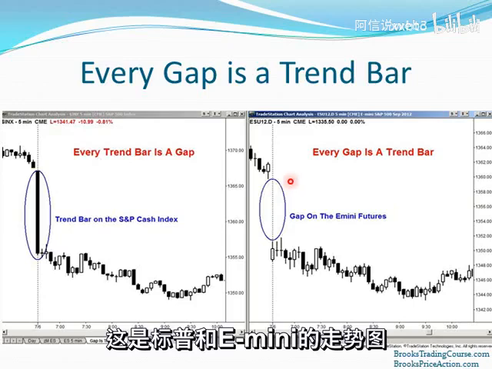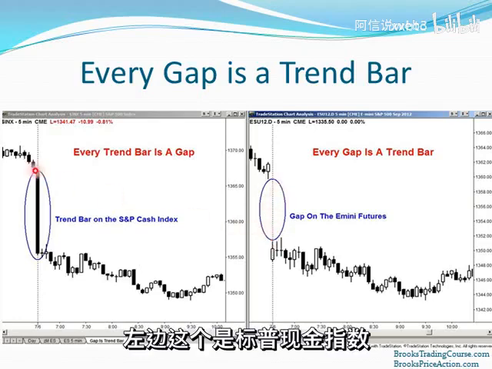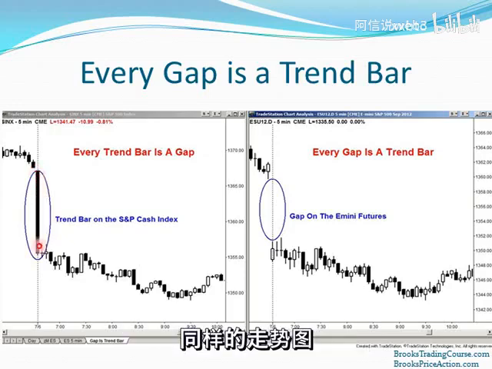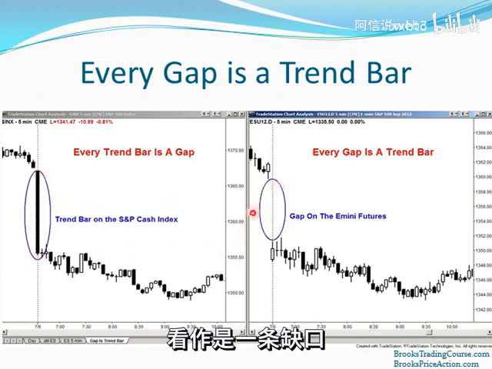Here's the S&P, or the E-mini chart on the right, the futures contract, and it gapped down. So there's a big gap here. However, this is the cash index. Same chart, and instead of a gap, there's a trend bar. So you should think of every trend bar as a gap and every gap as a trend bar.